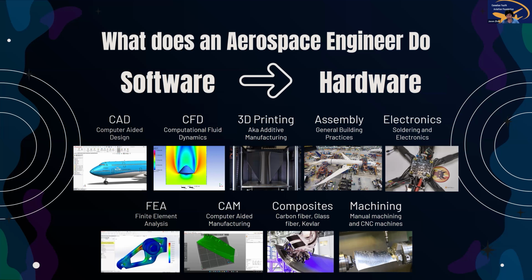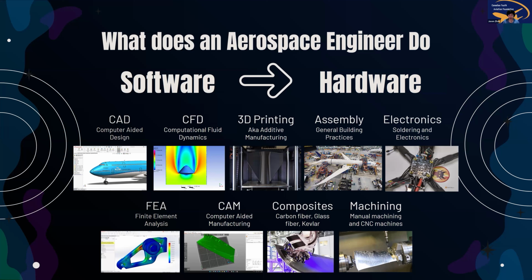So right now on the screen is a list of all of the things we're gonna talk about today. So starting from the software side, we have CAD, which stands for Computer Aided Design, and then we have FEA, Finite Element Analysis, CFD, Computational Fluid Dynamics. I know these all sound like really, really big words. I'm gonna make them a lot simpler for you and talk about what everything is later.